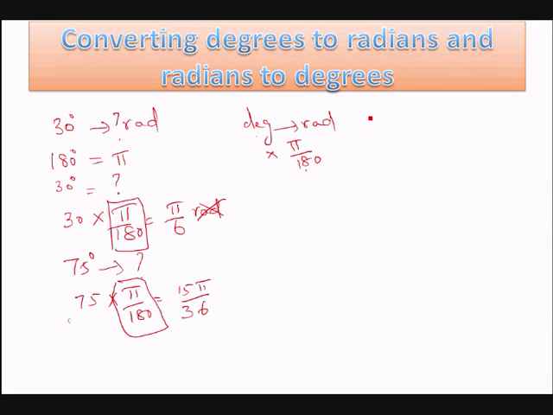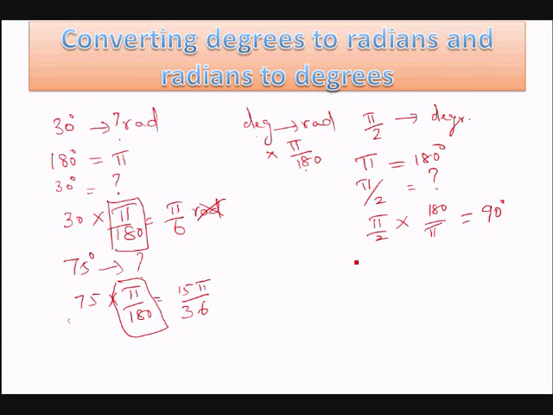What about radians to degrees? If I want to convert, say for example, pi over 2 radians into degrees. So I know that pi radians is 180 degrees. So how much is pi over 2 radians in degrees? Again, cross multiplying, we can see that pi over 2 has to be multiplied by 180 over pi, which gives me 90 degrees.